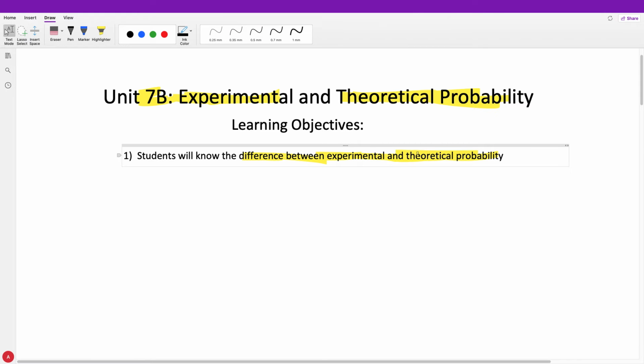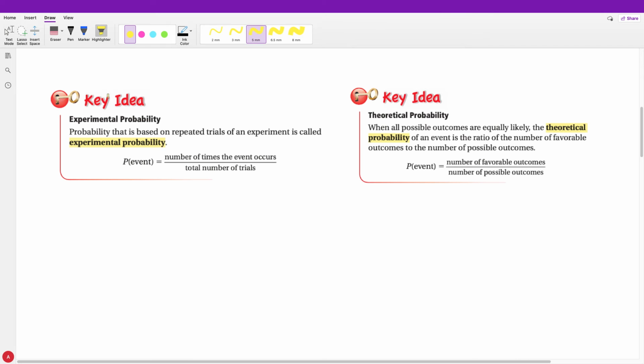So first, we're going to talk about them together, talk about the two different definitions, and then we're going to go into some examples of each. All right, so first, what is experimental probability? Well, experimental probability is the probability that is based on repeated trials of an experiment. So we're actually performing the experiment. When we perform the experiment, we can keep track of how many times our favorable outcome or the event occurred, and then we can figure out the probability based on our experiment.